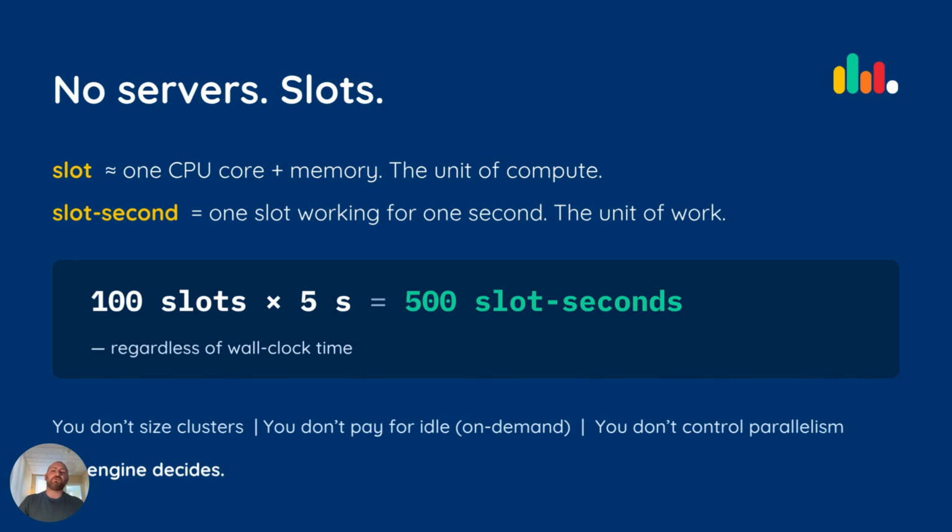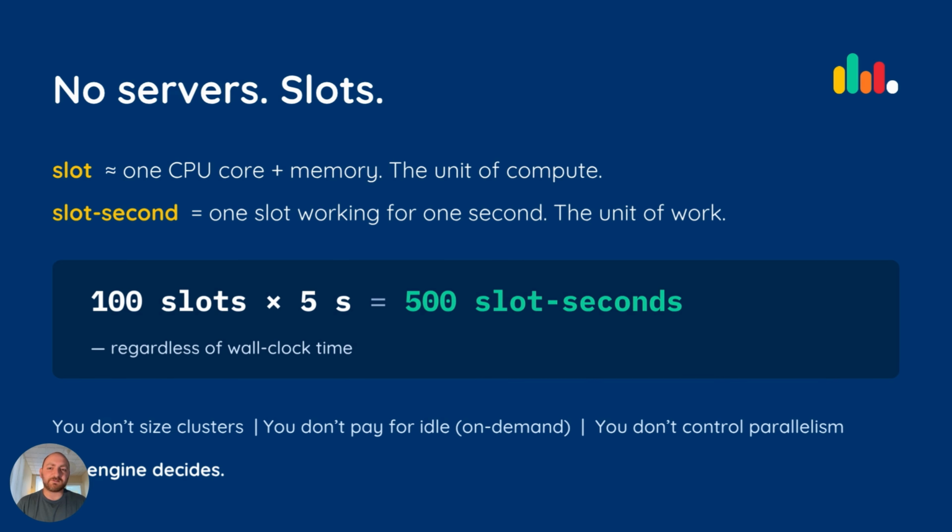The unit of compute is called a slot. Think of a slot as roughly one CPU core with some attached memory. The unit of work is the slot second, one slot working for 1 second. So a query using 100 slots for 5 seconds consumes 500 slot seconds, regardless of query time. This is the fundamental measure of computational cost in BigQuery.